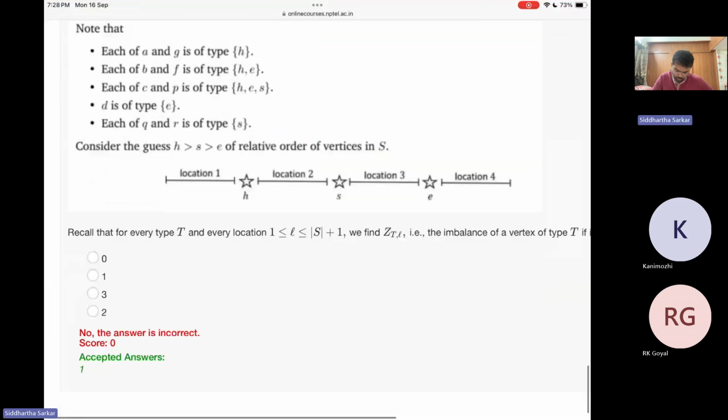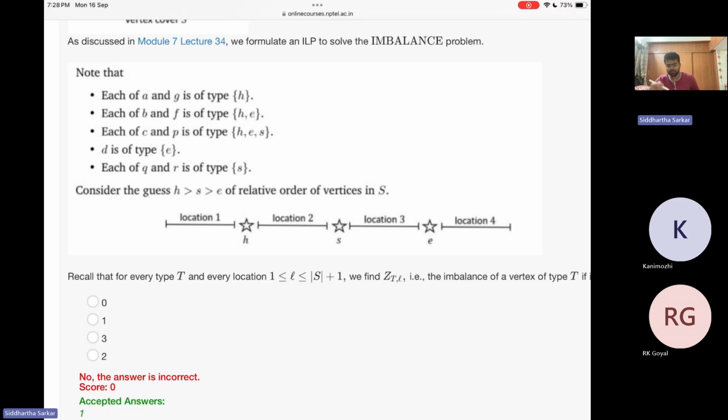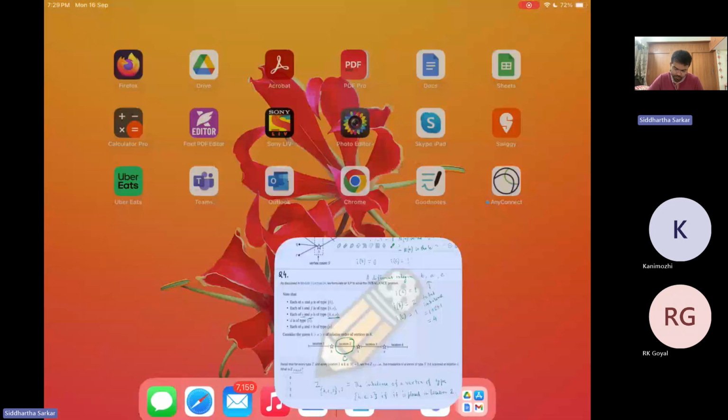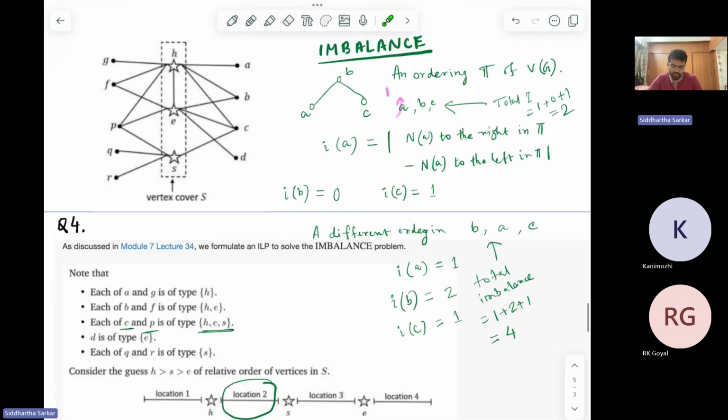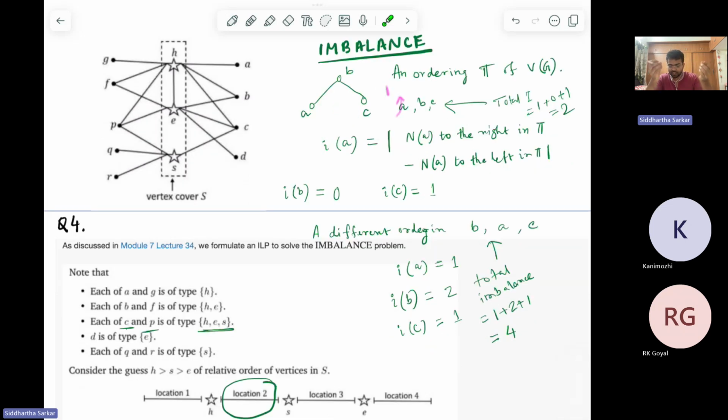So this is basically just counting how many neighbors are to the left and how many neighbors are to the right, and you take the difference. That is going to give you the imbalance as far as this problem is concerned. But more interesting is, given such a complicated graph where so many permutations are possible, what is the correct permutation you should take so that imbalance is minimized?